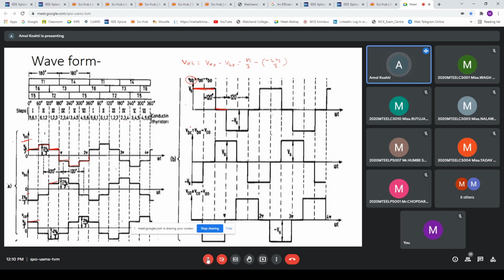The same we have to repeat for the remaining lines. VBC is another line, VCA is another line. We can call this the R line, this the Y line, and this the B line. So we'll get this type of output at the end of the inverter. Inverter output is always rectangular.